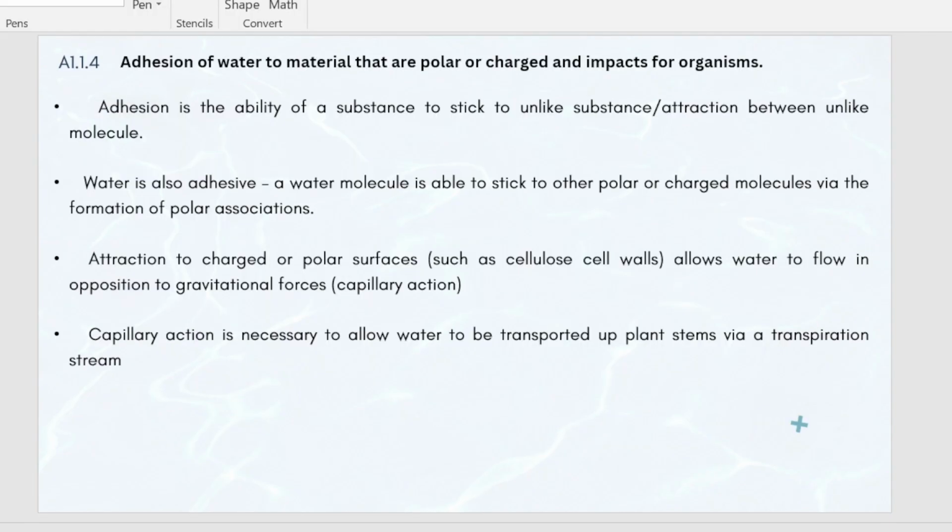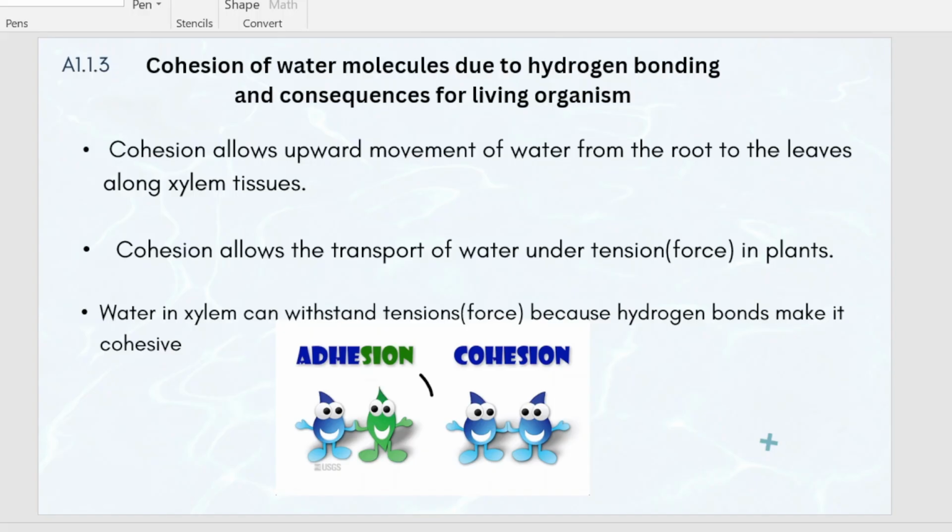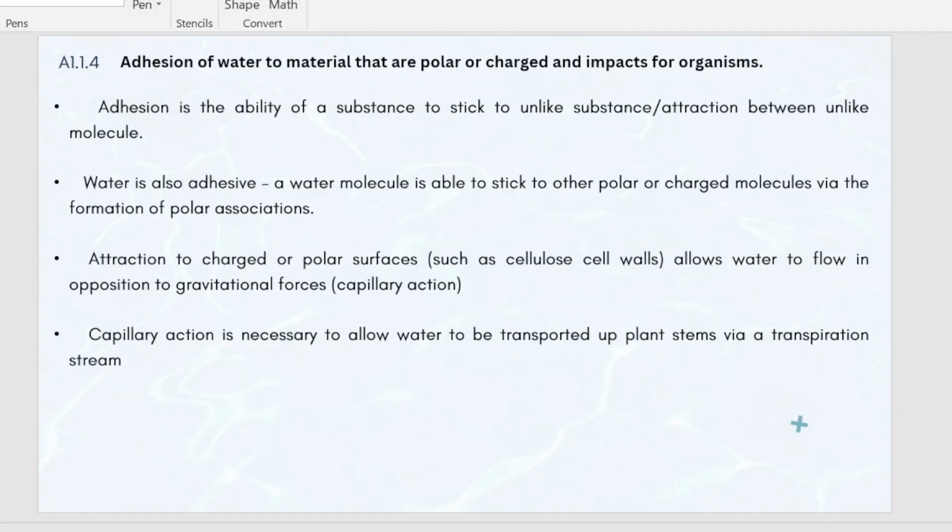Now, the next one is the adhesion of water. If you remember when I was discussing cohesion, there was an image that shows cohesion and adhesion. So adhesion is just water to other molecules. So we are now looking at the adhesion of water. Adhesion is the ability of a substance to stick to unlike substances, or attract unlike particles. So adhesion is between, again, I will use like here. So I will just say like plus unlike.